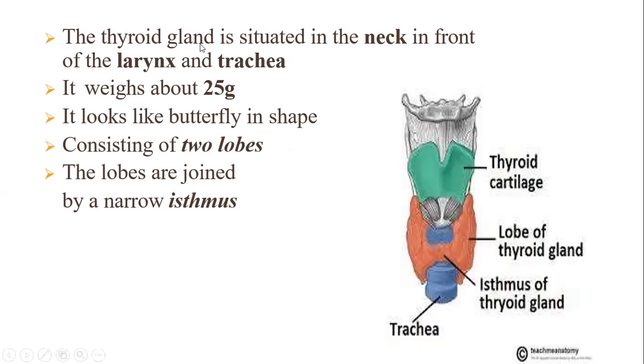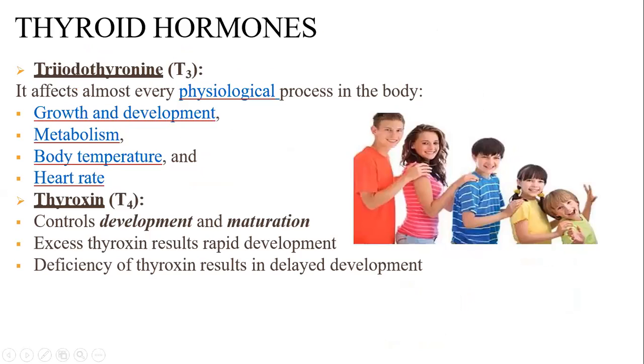So these are the two thyroid lobes, and the two lobes are connected by this isthmus. Now, the thyroid gland secretes three types of hormones. The first one is the T3 hormone, that is triiodothyronine. It affects almost every physiological process in the body, such as growth and development, metabolism, body temperature, heart rate, etc.